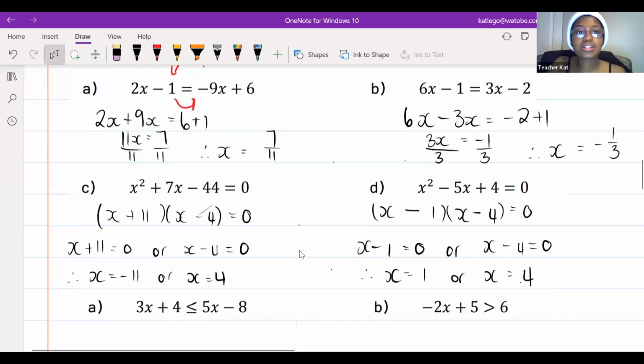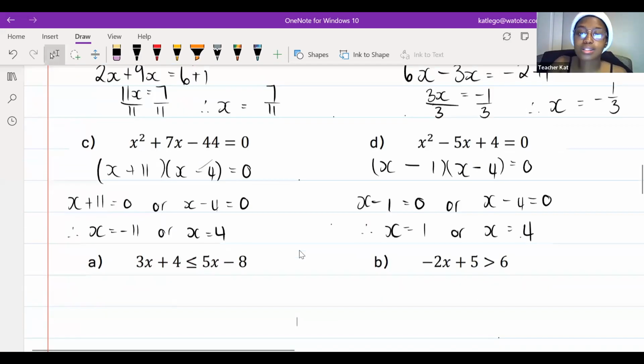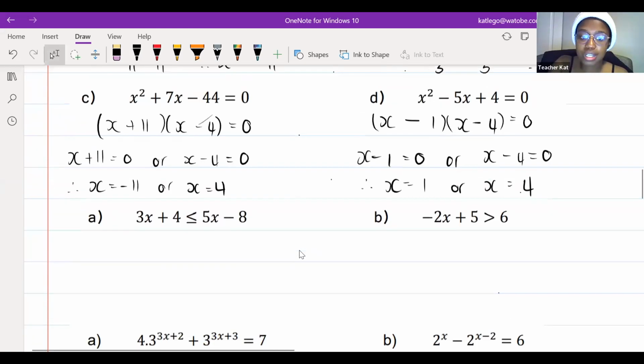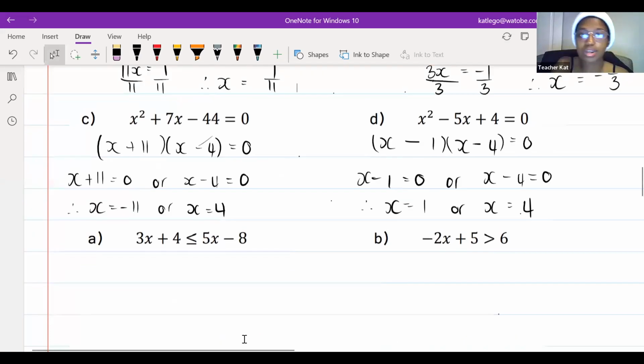Okay. Now let's deal with inequalities. Inequalities are basically the same thing as equations. Now we're just dealing with less than or equal signs or less than or greater than or all of that. Okay, so if this was an equal sign, what would you have done? That's what you must think. If this was an equal sign, what would you have done? How would you have solved this, guys?